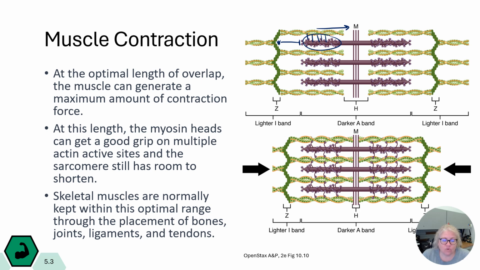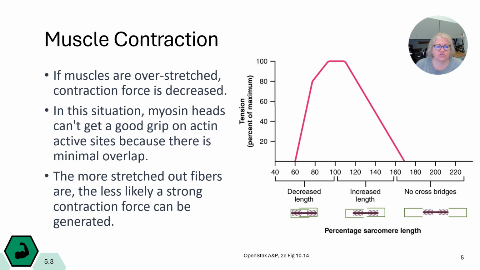Skeletal muscles are normally kept within this optimal range through the placement of bones, joints, ligaments, and tendons. So those help keep our muscles in place. If muscles are overstretched, the contraction force is decreased. In this situation, myosin heads can't get a good grip on the actin active sites because there's minimal overlap. The more stretched out fibers are, the less likely a strong contraction force can be generated.